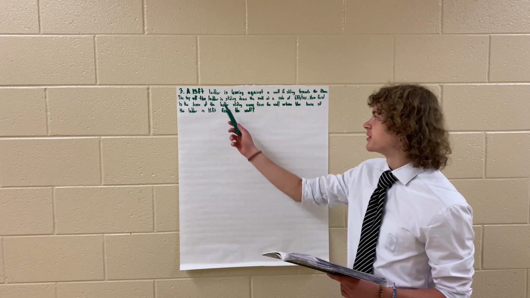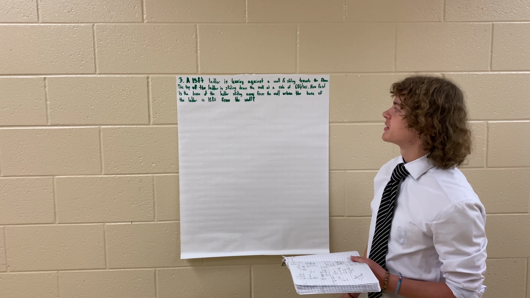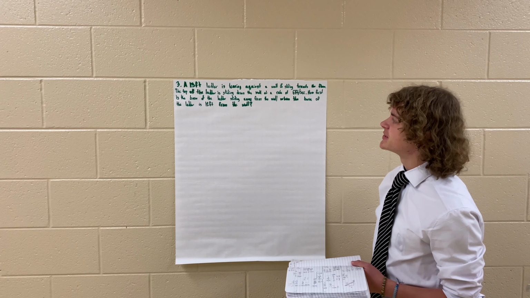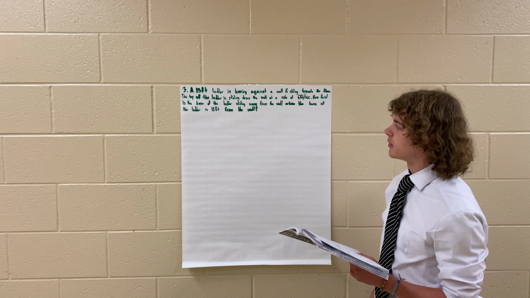Okay. A 13-foot ladder is leaning against a wall and sliding towards the floor. The top of the ladder is sliding down the wall at a rate of 6 feet per second. How fast is the base of the ladder sliding away from the wall when the base of the ladder is 12 feet from the wall?